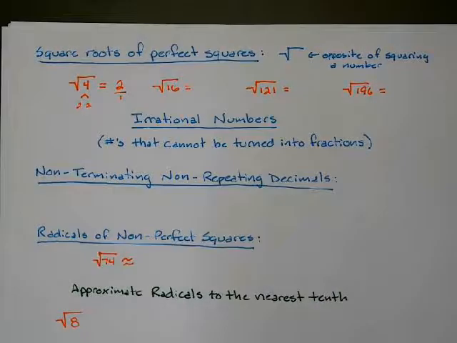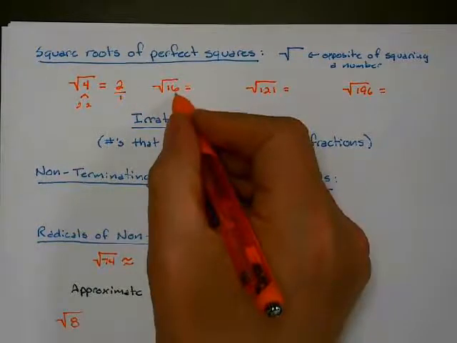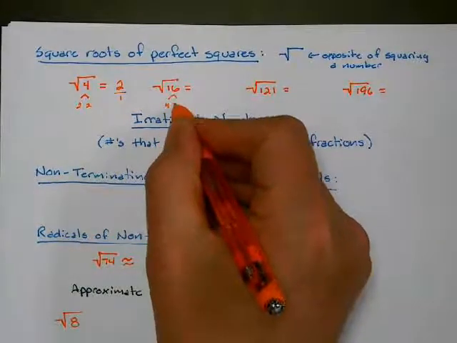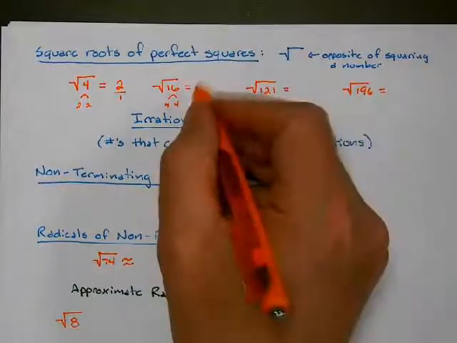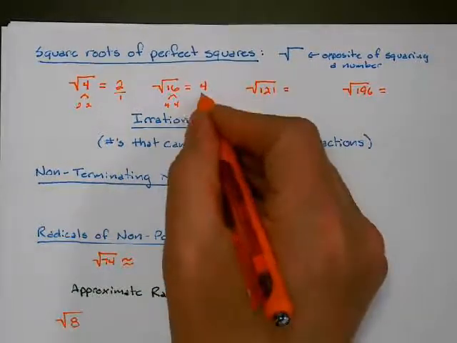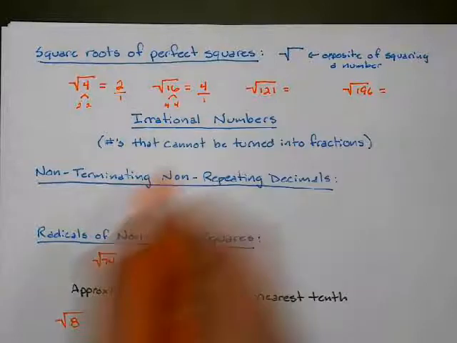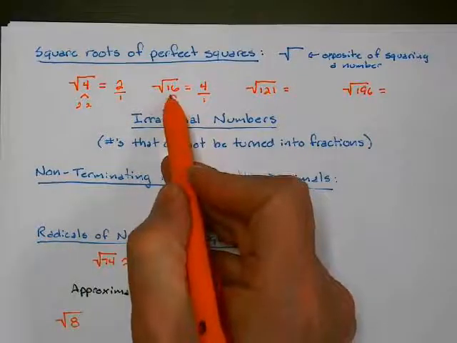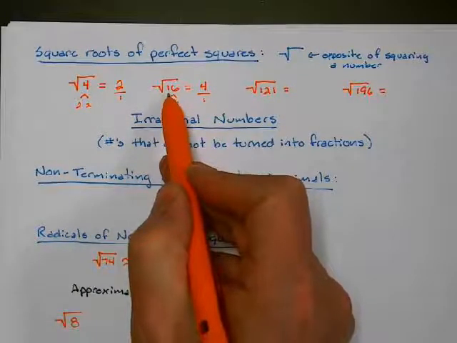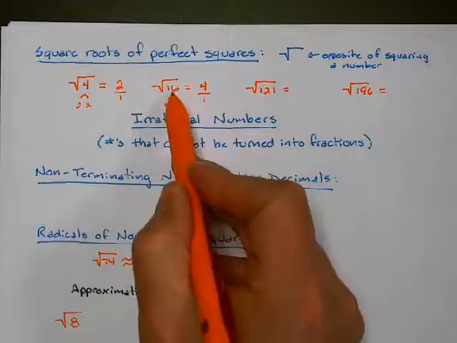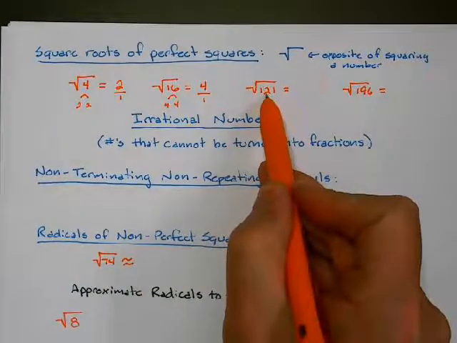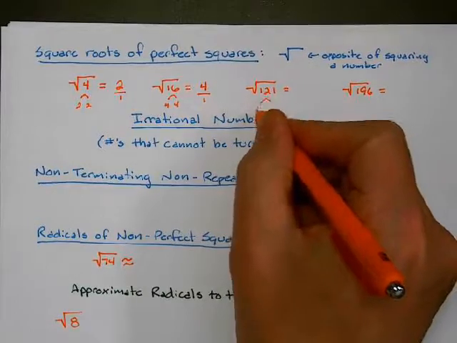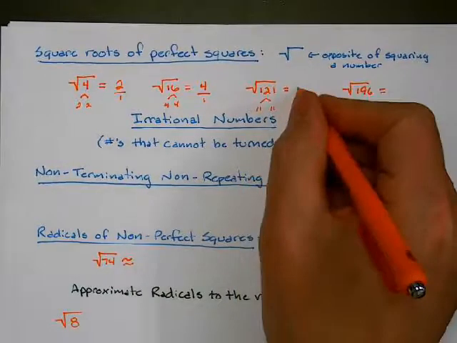16 is 4 times 4. So the square root of 16, since it's the opposite of squaring a number, this would be 4 over 1. Remember, if it says 16 in here, it's saying what number multiplied by itself is 16? Well, 4 multiplied by itself is 16. So what number multiplied by itself is 121? It's 11 times 11. So this would be 11 over 1, and now it's rational.